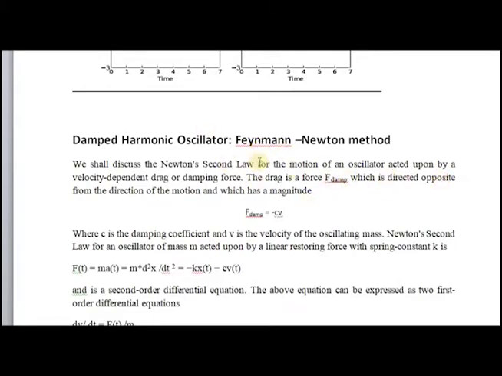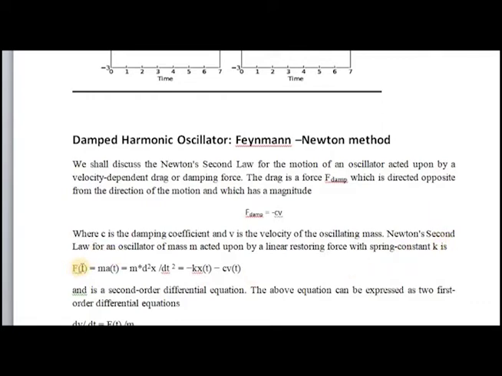Okay, so in this we consider the case of a damped harmonic oscillator. So what happens here is that the damping force is what? It is a dissipative force. So dissipative forces are velocity dependent forces. And here my damping force is expressed as F damped is equal to minus C into V, where C is the damping coefficient and V is the velocity of the oscillating mass. And what happens?